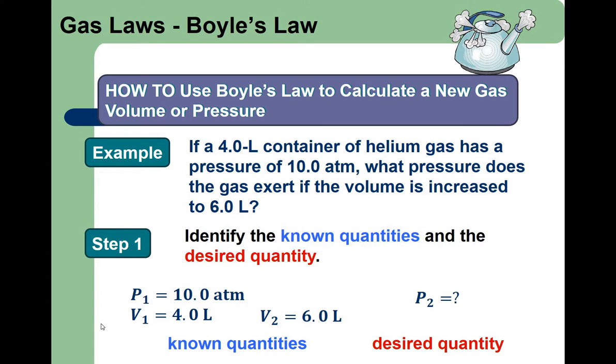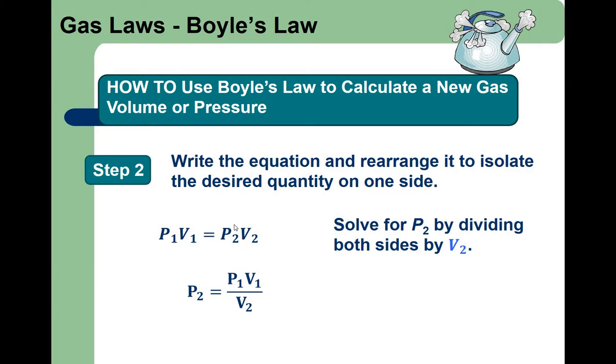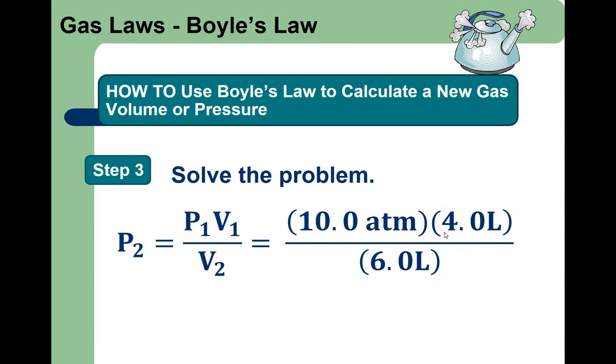Okay, so I've listed all my known quantities and what I'm looking for. That's a big thing. It's a story problem. You've got to pull out what you need. Then you look and say, okay, well, I've got P1V1, I've got P2V2, that's Boyle's law. So I'm going to set up Boyle's law and I'm going to solve it for what I'm missing. Again, if you don't want to solve it here and you just want to put the numbers in here and then solve, that's okay too. Okay, I plug in and solve the problem.